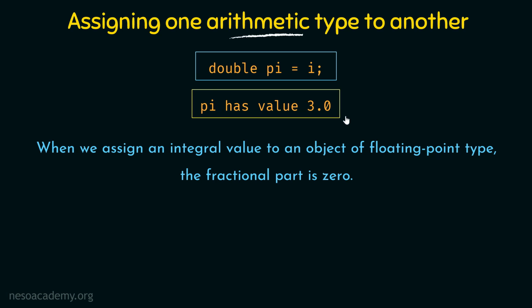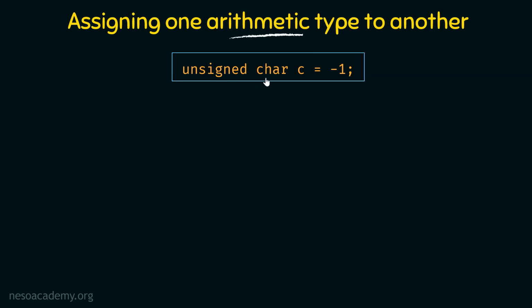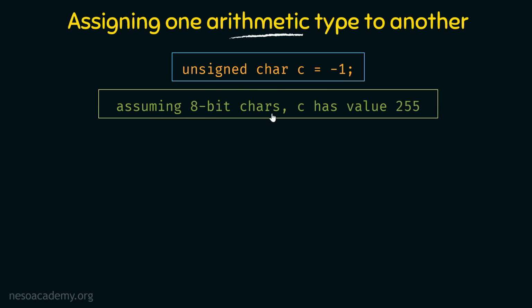Okay, now let's go to the last one. Now the last one is unsigned char C is equal to -1. So here we have a variable C of the type character which is unsigned, and now we are assigning -1 to it. So when it is unsigned, it is not supposed to take negative signs. Now what will happen here? Assuming 8-bit characters, C has the value 255. Now if we assume that the characters supported in this system are of 8 bits, then C will have the value 255. Now why is this?